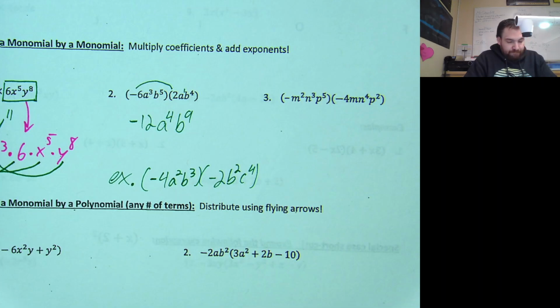Acom. There are 2 variables that don't have matching bases. So which ones don't have matching bases? A and C both don't. So when we multiply these things together, well, what are we going to get here?